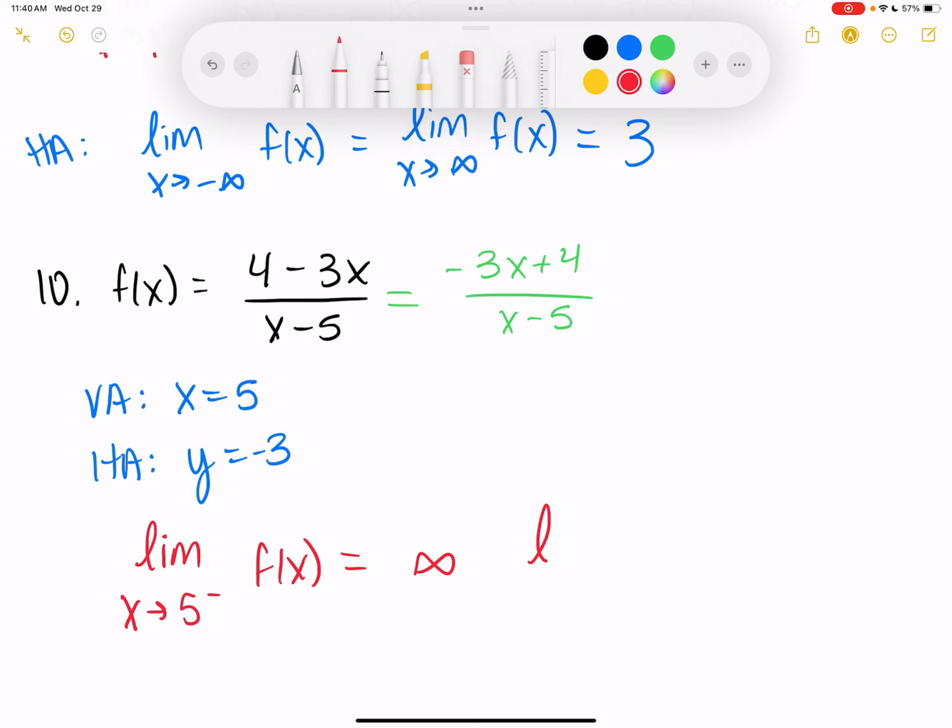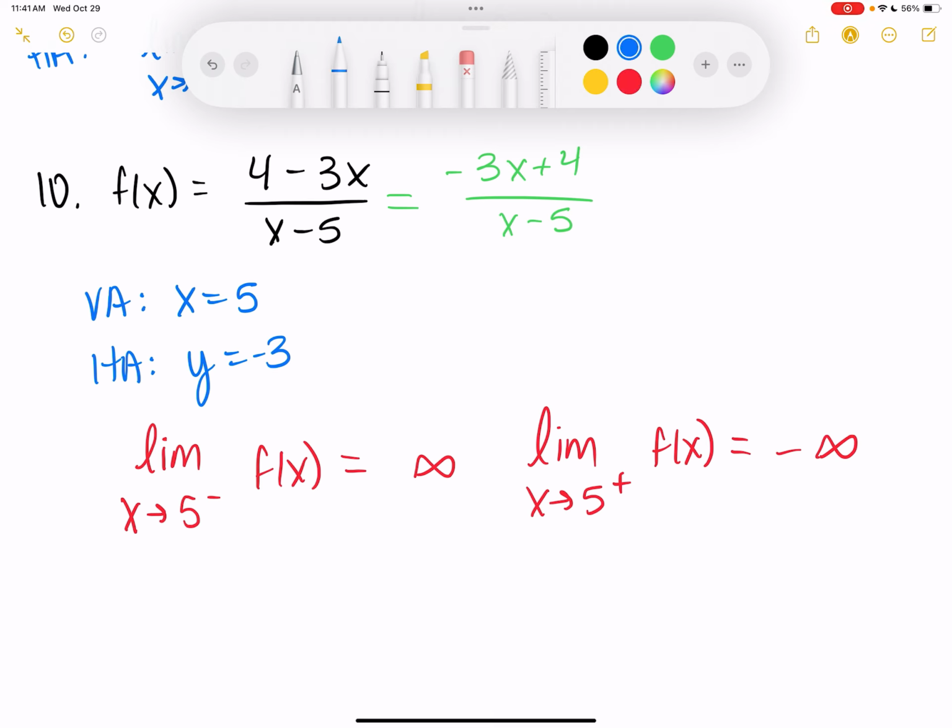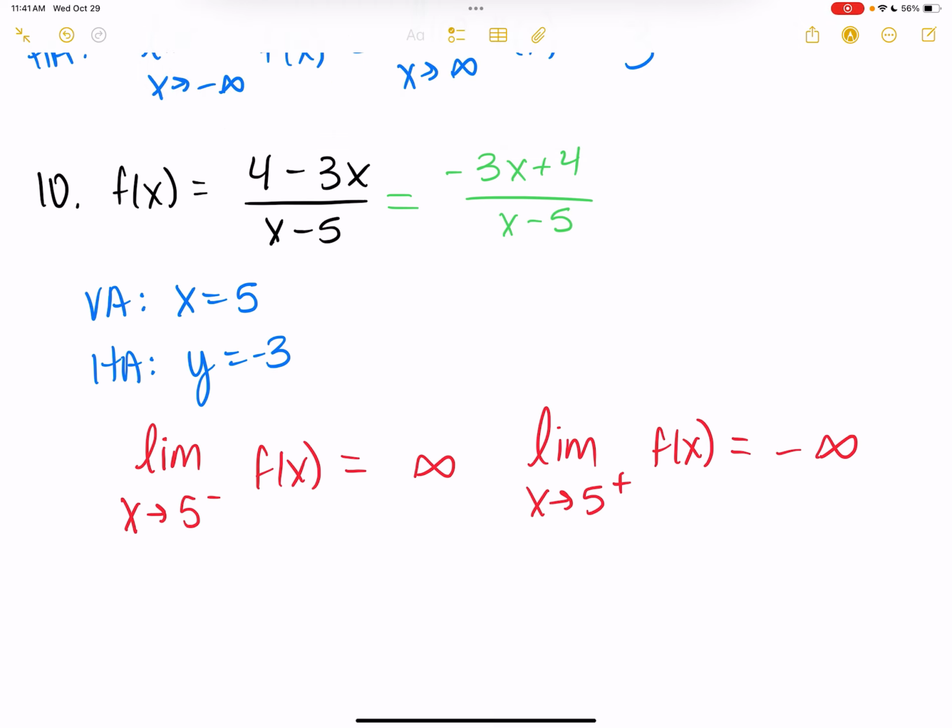And then the limit as x approaches 5 from the right. Negative infinity. So what number did you plug in for from the right? 5.00001. Error again. Are you putting the number in parentheses? Yes. Oh, I see what I did wrong.